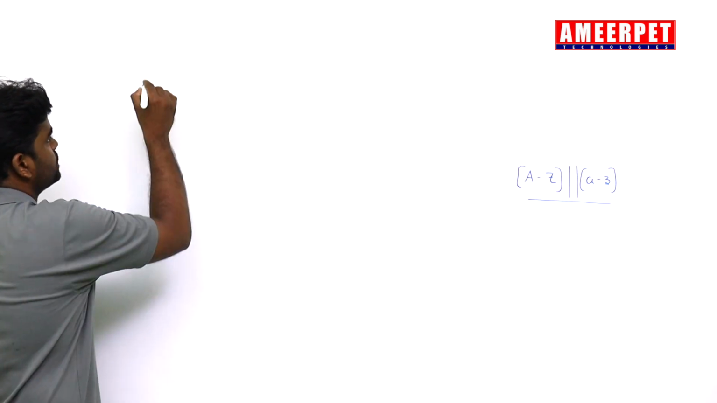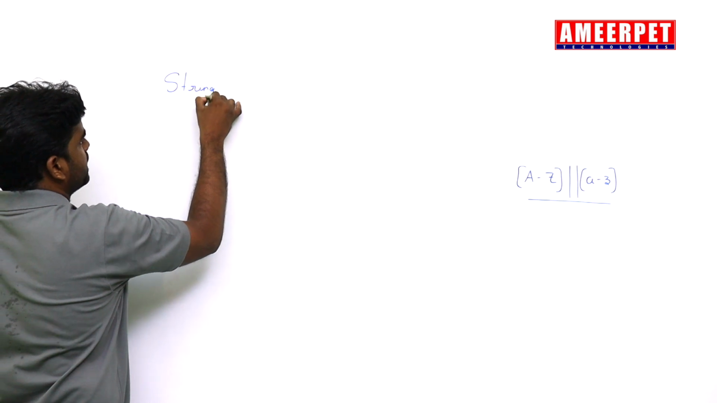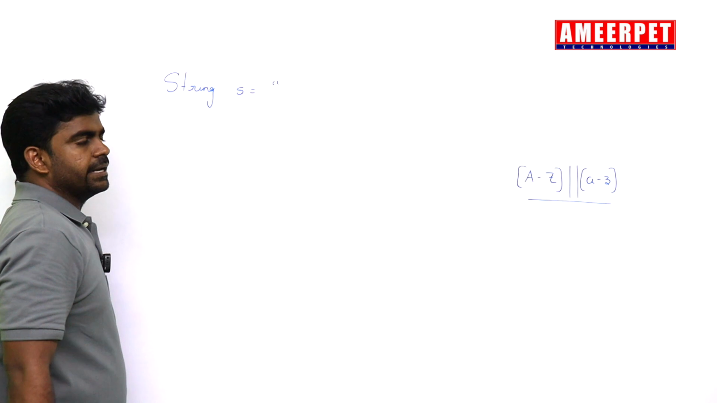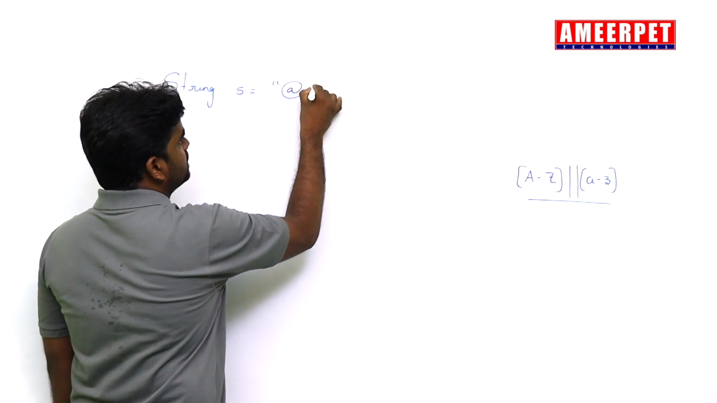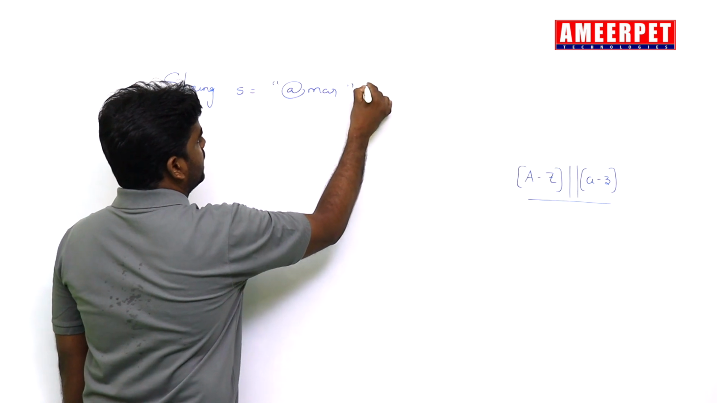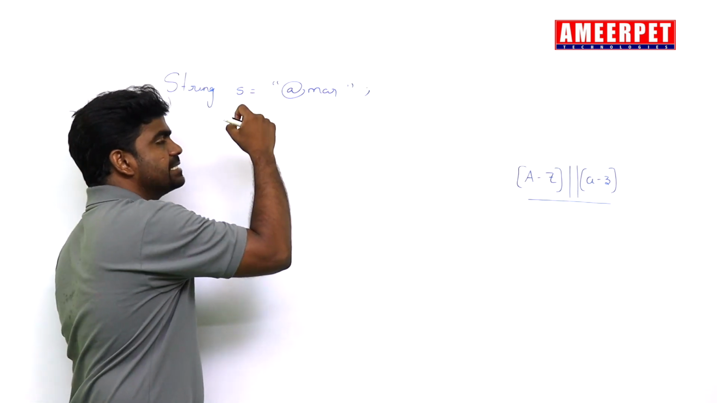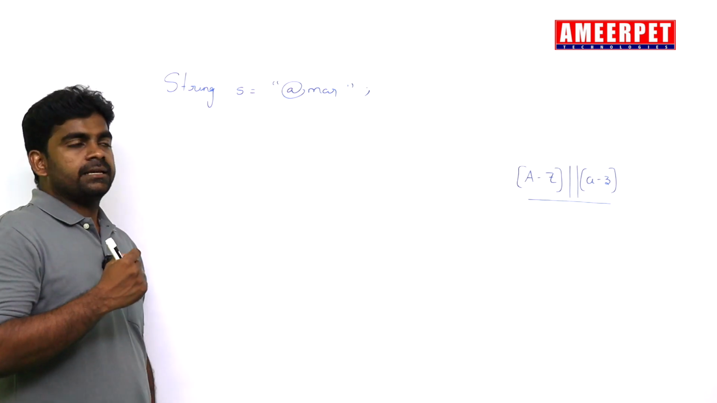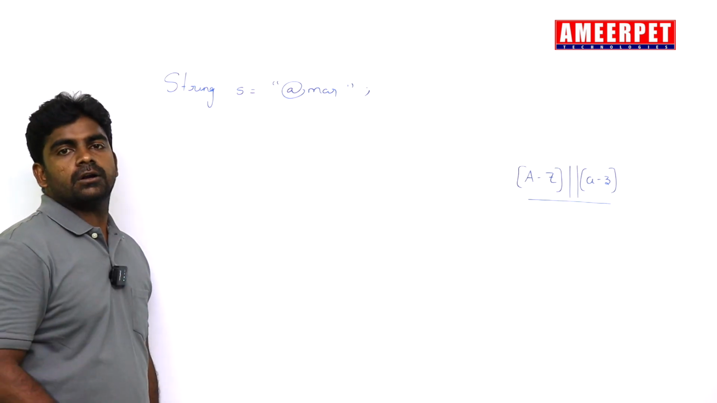So let me take one string first. Whatever the string S, if you want to read the string, you can read. Suppose I'm taking a string like this, @AMAR. This is not an A, it's the symbol at the rate. But the question is, I'm checking whether the first character is an alphabet or not.